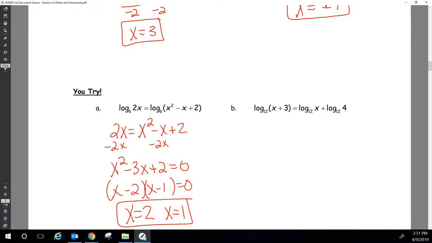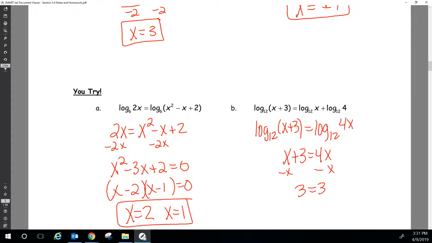All right, for b, we're going to have to do a little bit of work on our right-hand side here. We're going to make this one log. So leave the left-hand side alone for a second. We're adding these logs together, so we multiply the arguments. X times 4 would be 4x. So x plus 3 is equal to 4x. Subtracting an x, I get 3 is equal to 3x. Dividing by 3, x is equal to 1.